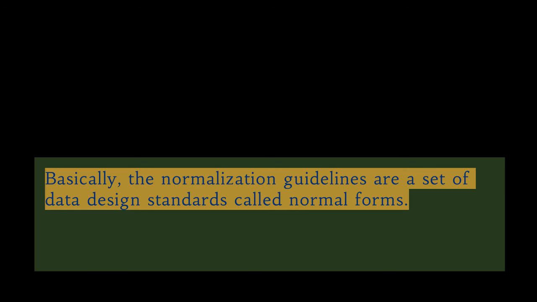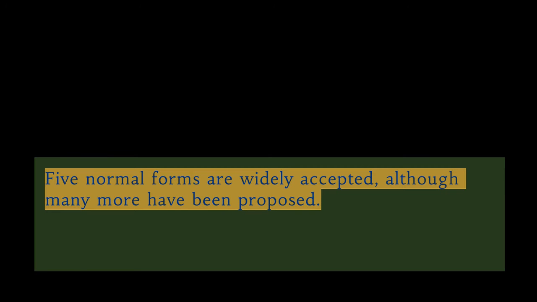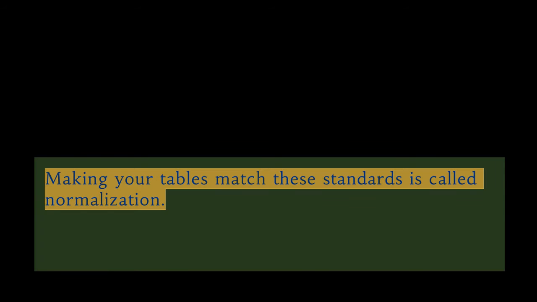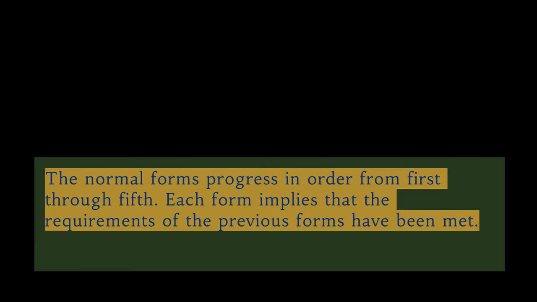The normalization guidelines. Basically, the normalization guidelines are a set of data design standards called normal forms. Five normal forms are widely accepted, although many more have been proposed. Making your tables match these standards is called normalization. The normal forms progress in order from first through fifth. Each form implies that the requirements of the previous forms have been met.